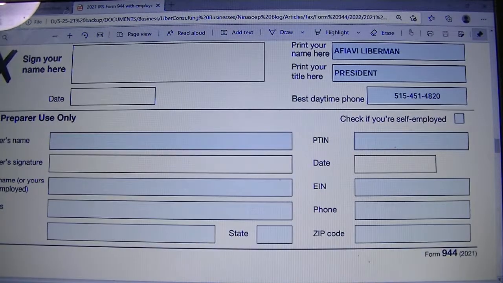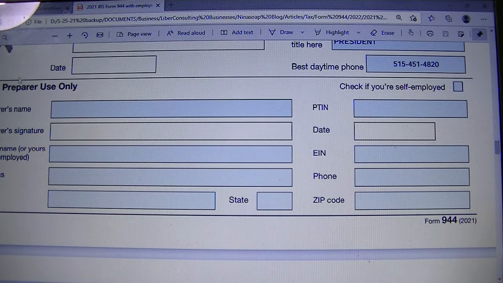And as you are completing the form for your business, I would suggest you leave the paid preparer use only section alone. If you are paid to prepare and file, you will complete it. If you are filing it for free, you do not complete the paid preparer use only section. You just leave it blank. So I'm going to assume you are a business owner and you are filing for your own business, so you leave this portion alone.